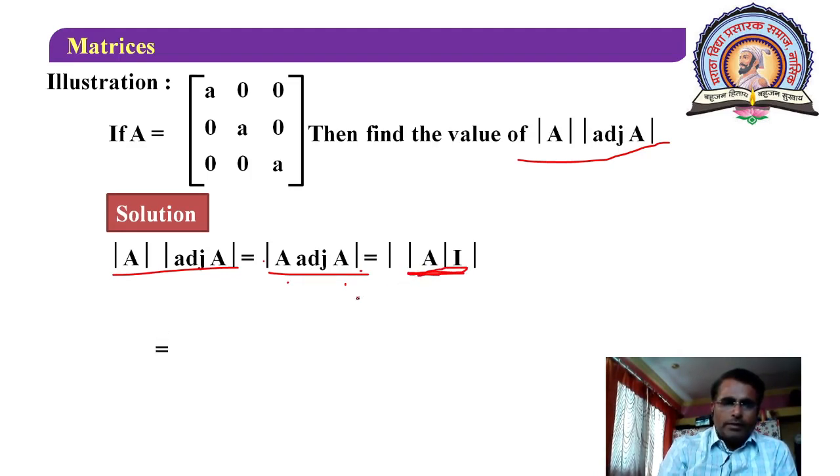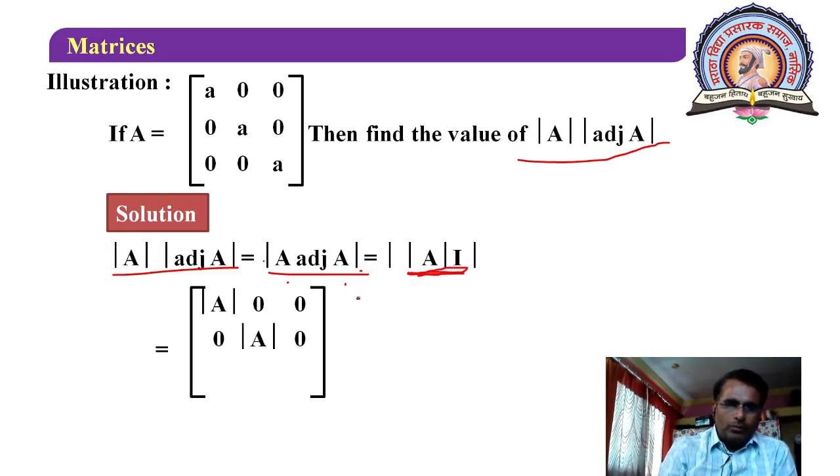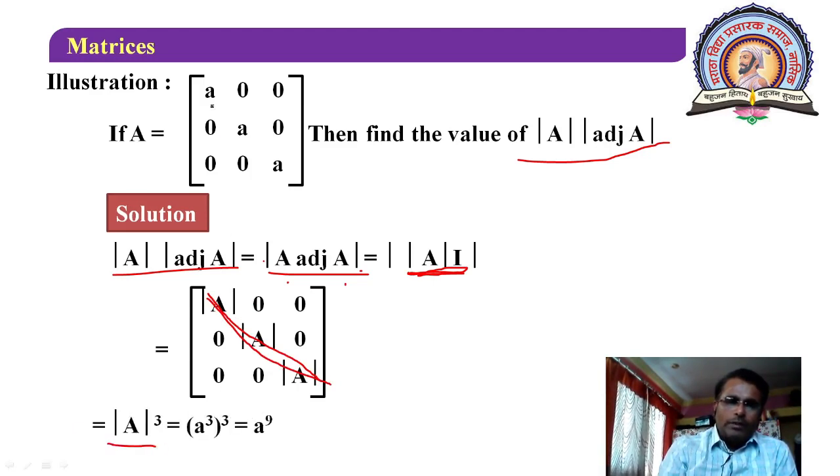Therefore, it is equal to, you can consider, determinant of the matrix with A 0 0, 0 determinant A 0, 0 0 determinant A. Now, we know that when a matrix is a diagonal matrix, its determinant is always equal to the product of the diagonal elements. So, you have determinant A cube, and already what is determinant of A?